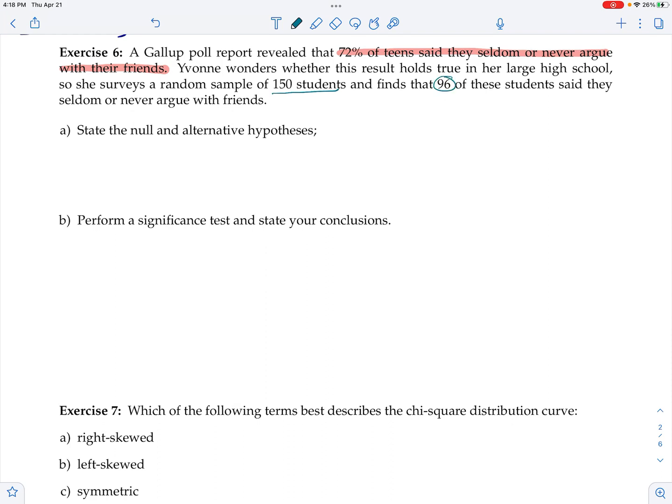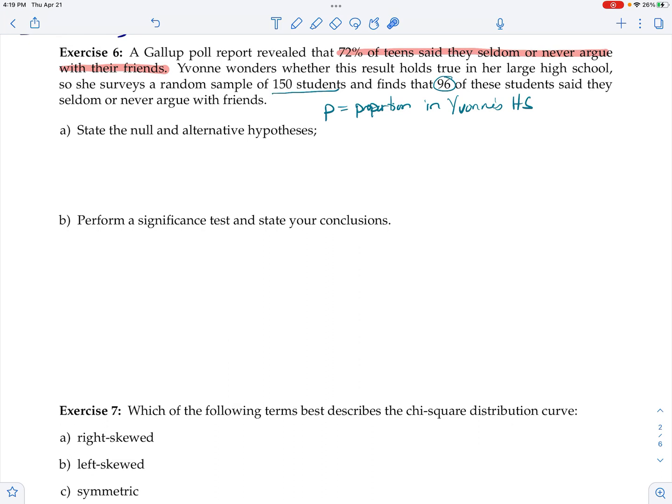So you need to realize the population that we're interested in, our population proportion that we want, P, is the proportion of students who never argue or seldom argue in Vani's high school. So just please understand, we've got the population proportion for the general country from this poll report. We're going to assume that. We want to know about the proportion in her high school.